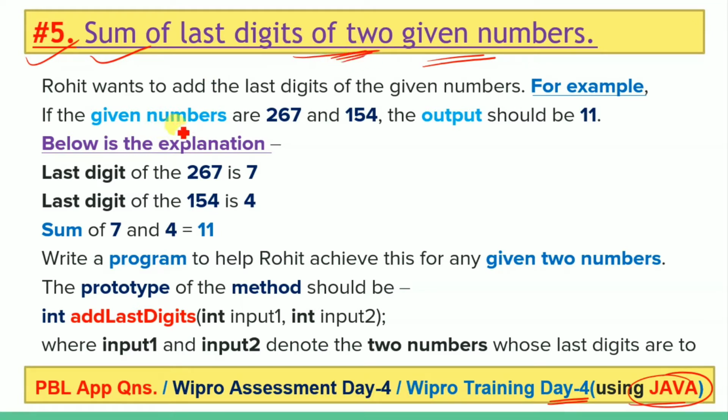numbers. Here suppose if we take two numbers as an input such as 267 and 154, then the output should be 11, because here we can see that the last digit of 267 is 7 and the last digit of 154 is 4. So, 7 plus 4, the sum of 7 and 4, is equal to 11.